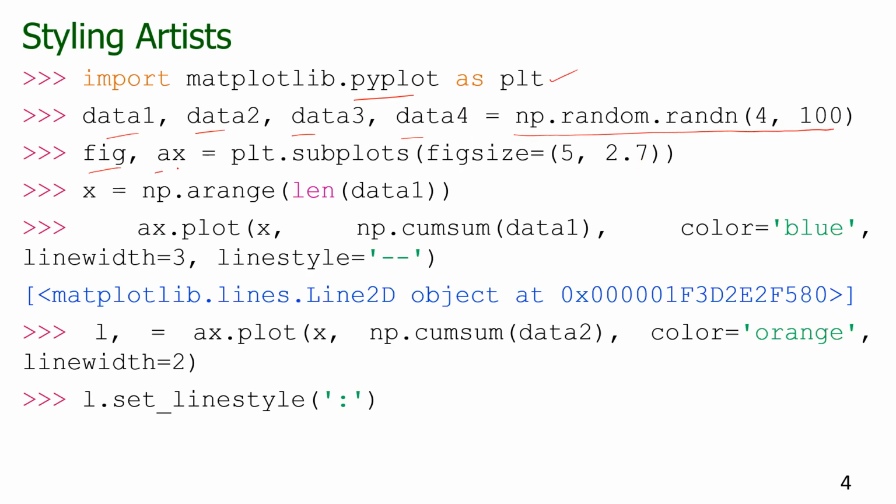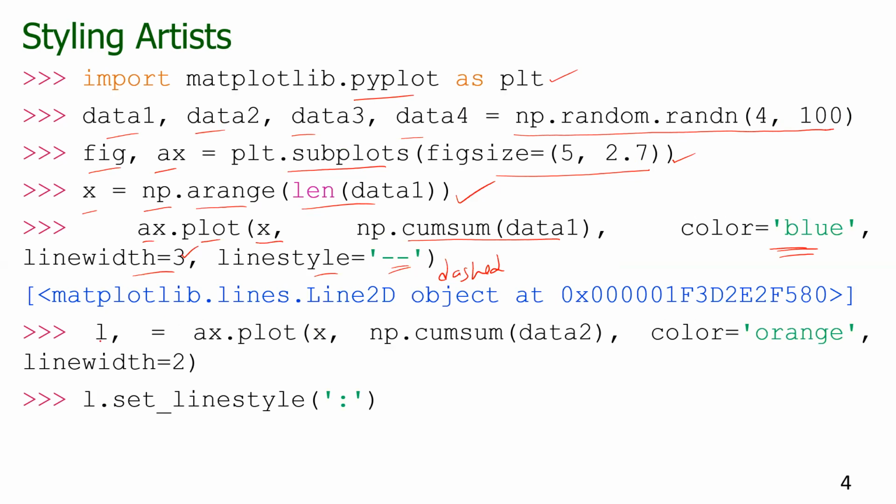Then we define fig, ax equal to plt.subplots, with figure size 5 comma 2.7. Then you define x equal to np.arange of the length of data1. Then you do the plotting, ax.plot with x and the cumulative sum of data1, np.cumsum. We make its color blue, line width 3 points, and line style dashed. This is plot one.